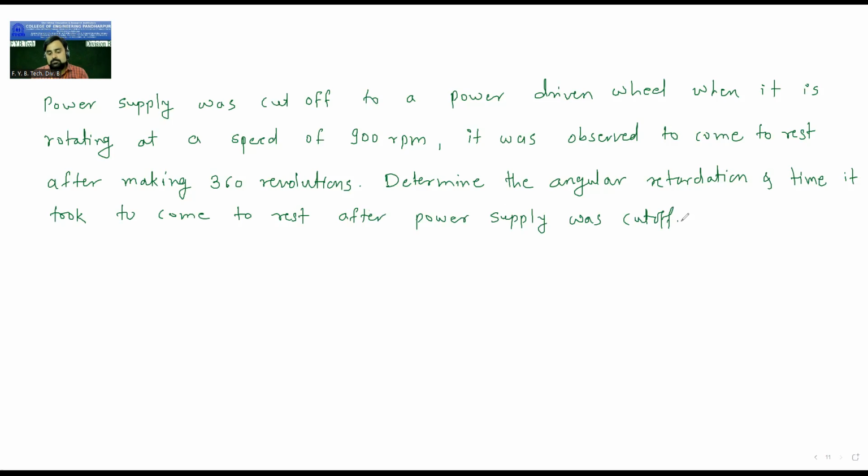Very easy problem. One power driven wheel is there, which is rotating based on the power. Power is supplied to that wheel. Initially that wheel is rotating at about 900 rpm, that is, at a certain velocity. Then suddenly the power goes off, and after that it makes 360 revolutions and then stops. After 360 revolutions it stops.